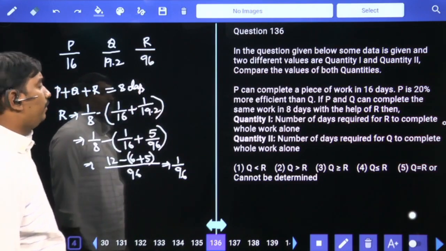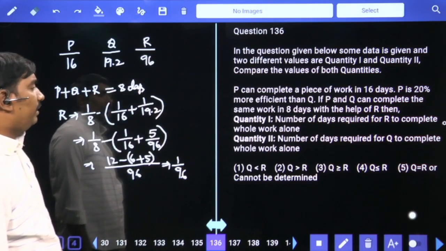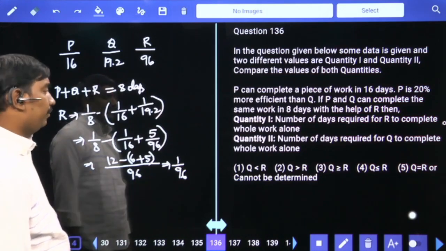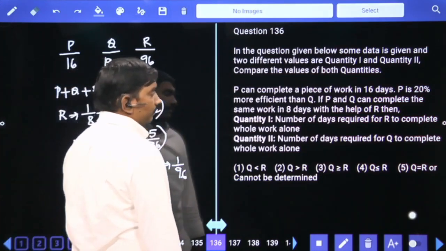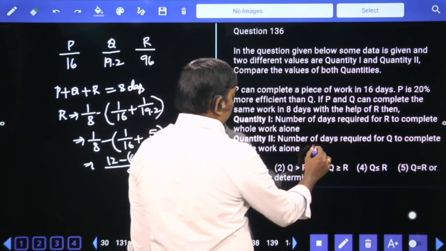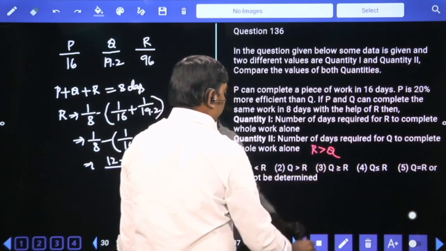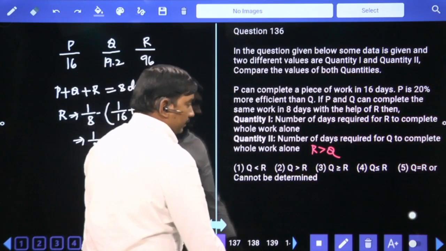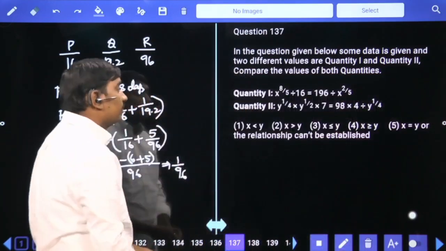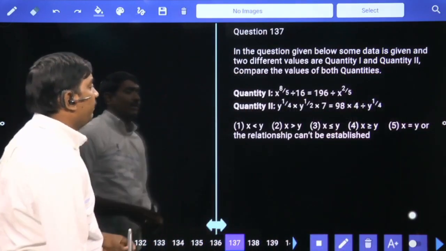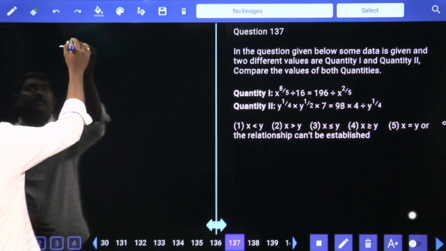Number of days required for R, 96. Number of days required for Q to complete, 19.2. Quantity 1 is greater than quantity 2. R greater than Q, or else Q less than R. First option. X power 8 by 5 divided by 16.